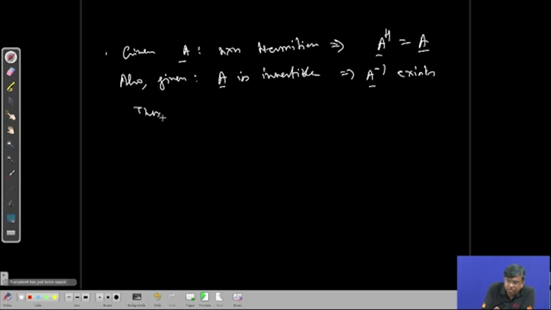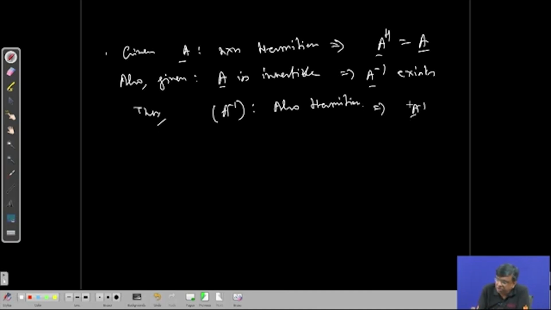Then A inverse is also Hermitian. This is a claim. I show it. If it is Hermitian, that is, if you take A inverse and its Hermitian transpose, you should get back the same A inverse. So the claim is that the Hermitian transpose of A inverse is A inverse. This is a claim we are making and it is easy to prove. Suppose I take A. A is given to be Hermitian. A and this A inverse H. There is no underscore here.